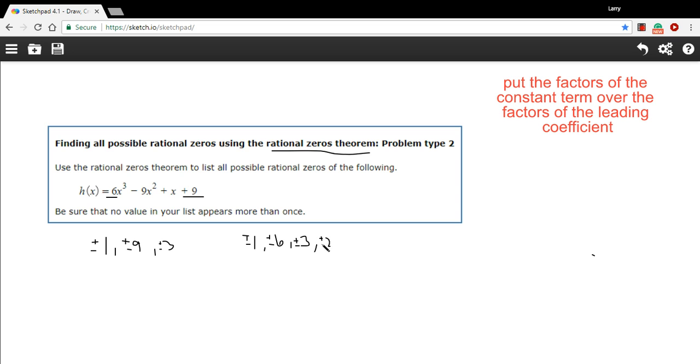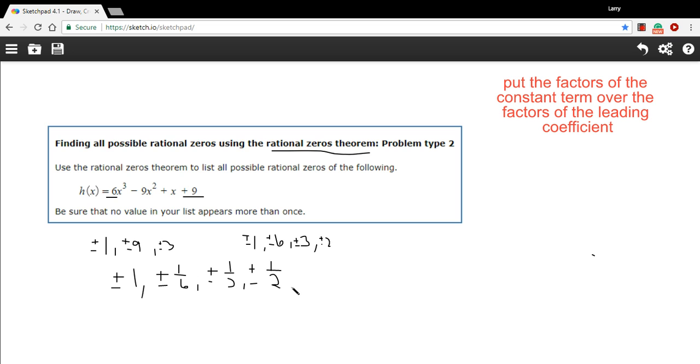All right, so let's start placing these factors over these factors in all the forms we can think of. So I'm going to just start with the 1 and place them over each of those. So 1 over 1 would be 1, so I'm going to write that as a positive or negative 1. 1 over 6, so that's a positive or negative 1/6. 1 over 3, so positive or negative 1/3. And 1 over 2, so positive or negative 1/2. Okay, so far so good.